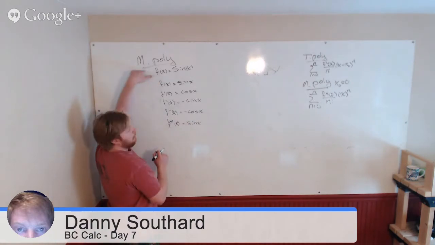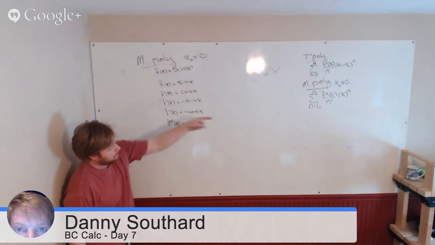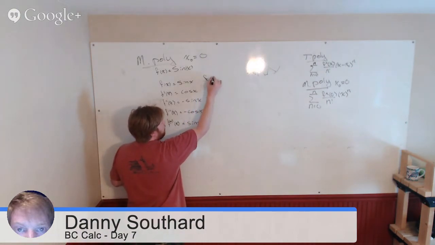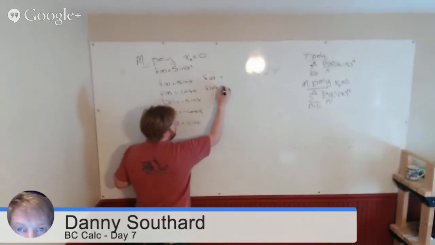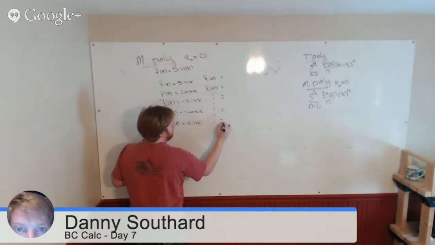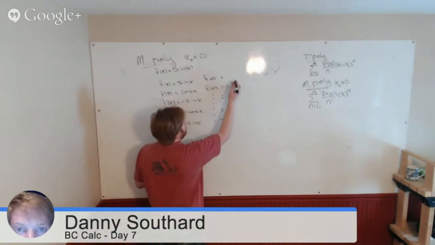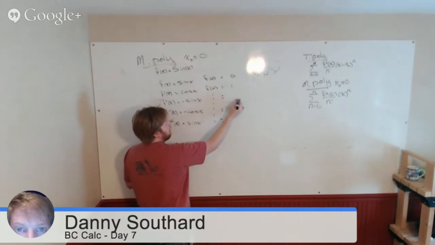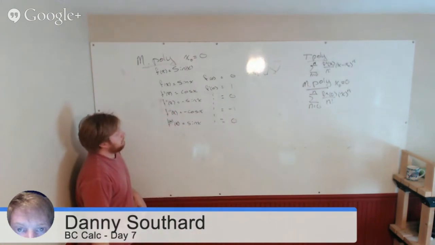So remember, Maclaurin polynomial, I'm centered around 0. So I'm using that bottom formula over there. So I need to find f of 0, f prime of 0, all the way down. Okay, so sine of 0 is 0. Cosine of 0 is 1. Negative sine of 0 is 0. Negative cosine of 0 is negative 1. Sine of 0 is 0.